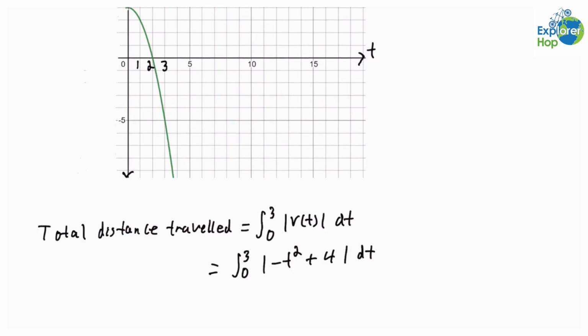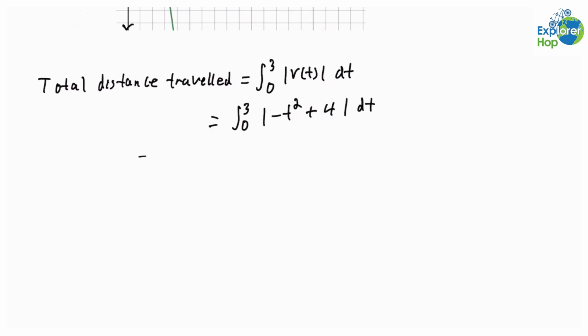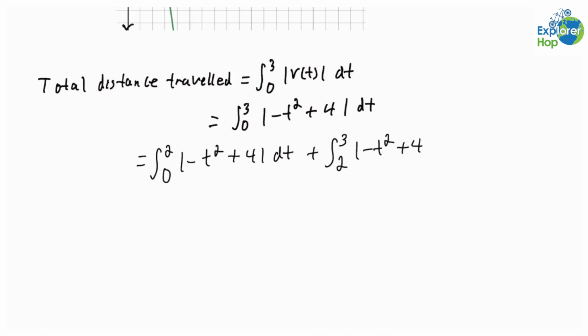Now, we can apply the adjacent intervals rule for definite integrals. To get that, this is equal to the definite integral from 0 to 2 of the absolute value of negative t squared plus 4 dt plus the definite integral from 2 to 3 of the absolute value of negative t squared plus 4 dt.